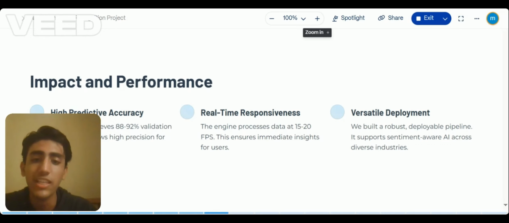Real-time responsiveness: the engine processes data at 15 to 20 fps. It can also process data at 30 fps as of now. In the future, if required, we can obviously test out if we can go for 60 fps or not, but for now, anywhere between 15 to 30 fps we can work with.